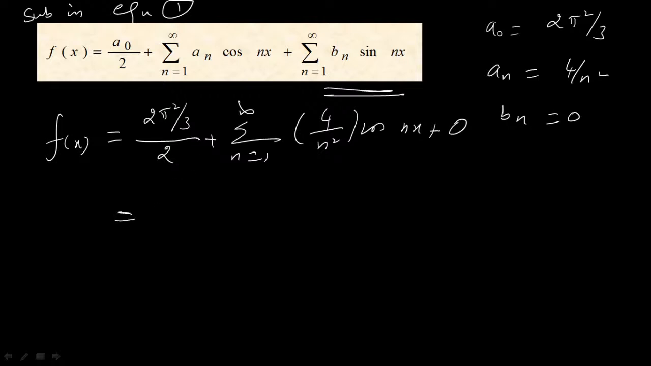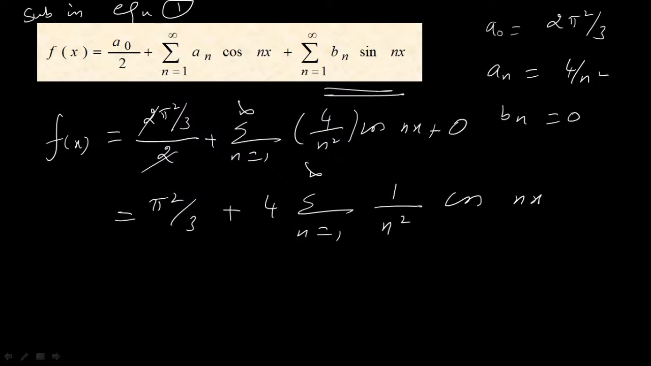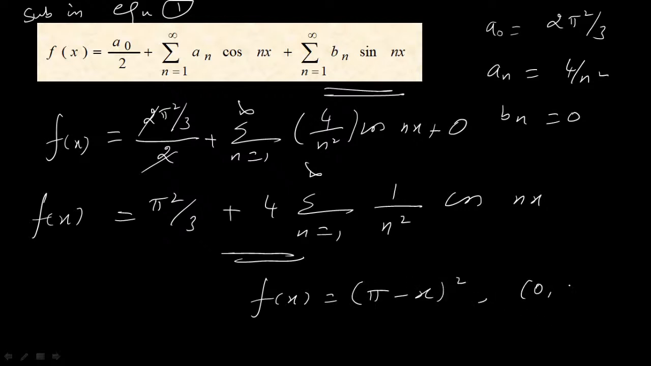So here, cancelling the 2 in both the numerator and denominator, you get pi square divided by 3 plus, taking 4 outside because it's a constant, sigma n equal to 1 to infinity of 1 by n square cos nx. So this is the Fourier series expansion of the given function f of x equal to pi minus x the whole square, given in the interval 0 to 2 pi.